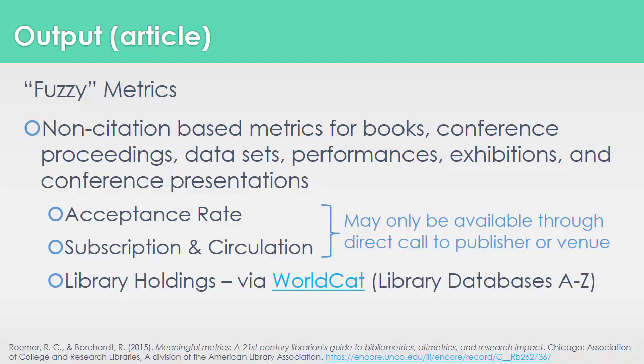These numbers may only be available from the publisher or venue itself, and it may not be something they track or wish to divulge. You can also look into numbers that describe an output's circulation or how many libraries have it in their collections. Library holdings can be especially available for outputs such as books and can be looked up by individual library or in WorldCat, a database that attempts to contain the holding information for all libraries worldwide.